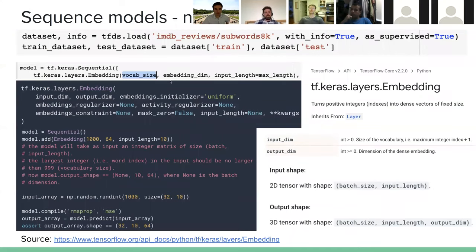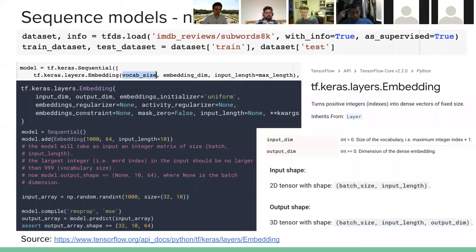Then taking a little bit of a more detailed view at the embedding layer in TensorFlow. We're looking at the IMDb reviews here, the 8K vocabulary size, and we have a training set and a test data set, and we're trying to predict if a review is positive or negative. The embedding layer basically does exactly what we said above. It converts positive indexes into dense vectors of a fixed size, and you can specify that size. So they take an input dimension and they create an output dimension.